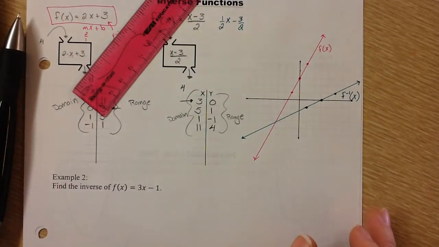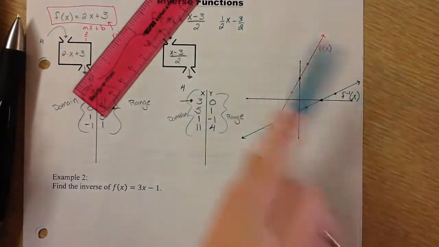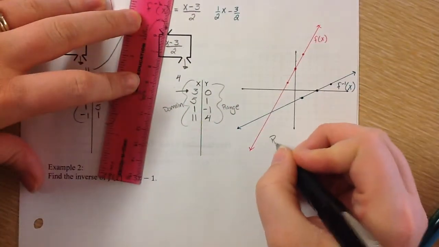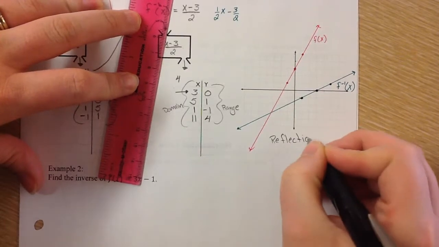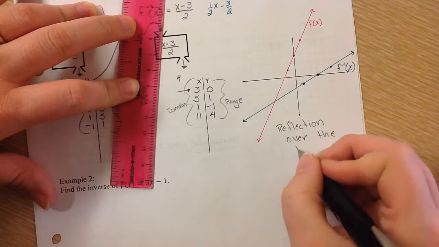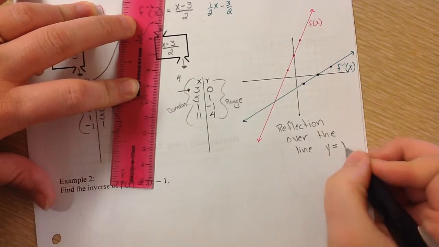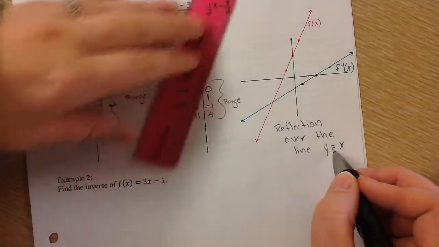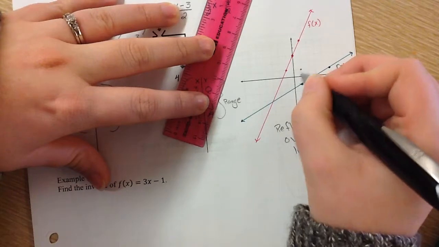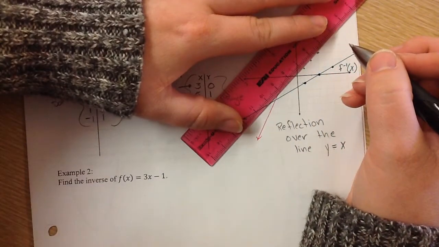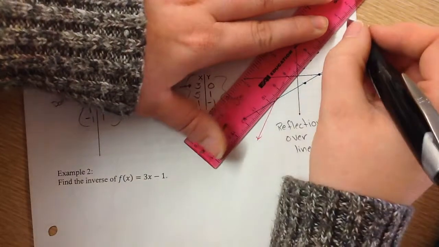Okay. So if you notice, it just kind of flips it over. And so actually what an inverse does is reflect it. It's a reflection over the line y equals x. And the line y equals x is a line where all my x's and y's equal the same thing. So I have the point (1, 1), (2, 2), (3, 3). It's this line right here. I'm going to draw it in dotted.